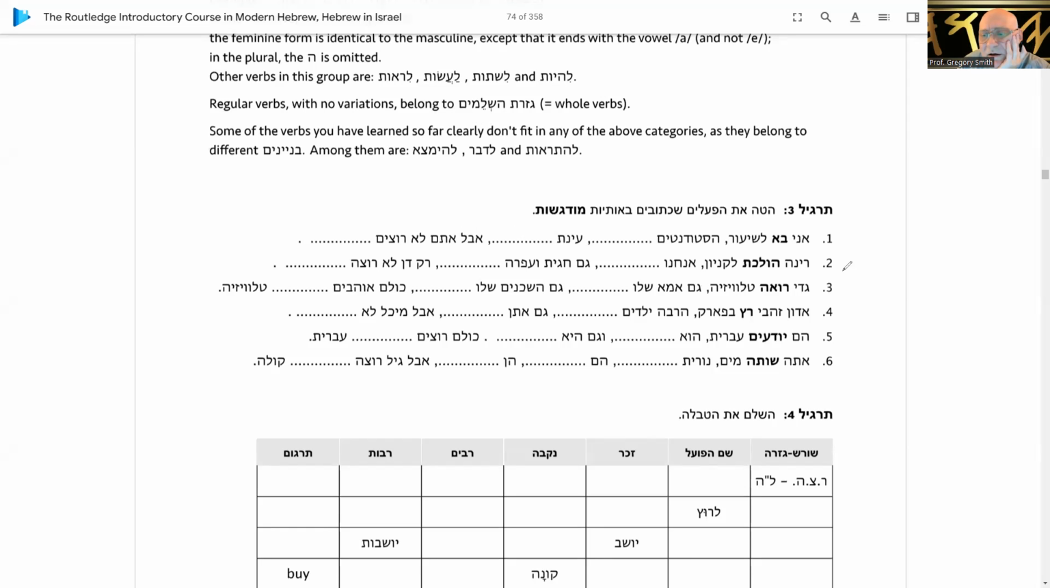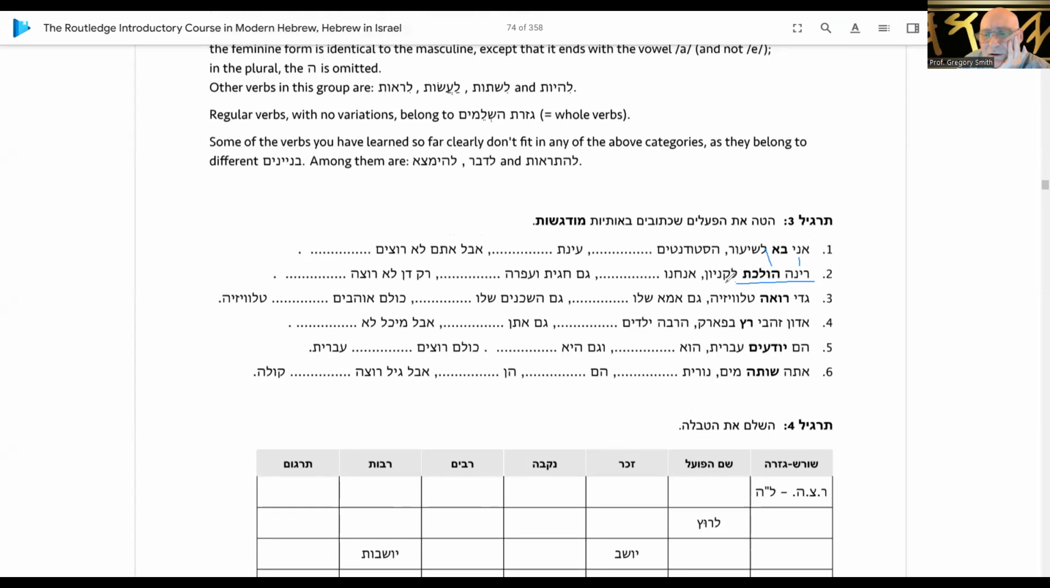Okay, so number 2, Rina holechet. So Rina is going. Look at this one, lakanyon. I wonder what that is. לקניון, lakanyon. Okay, so to the mall. So that's what that is right there. Rina holechet lakanyon. Okay, so Rina is going to the mall.